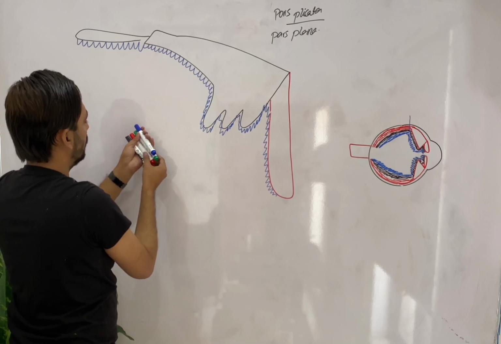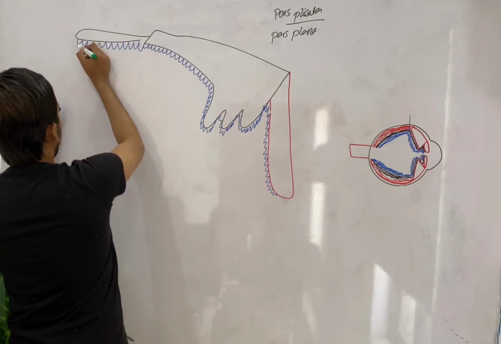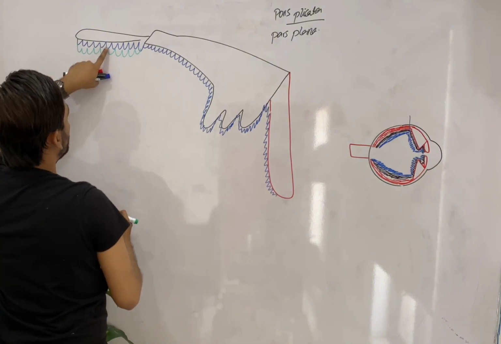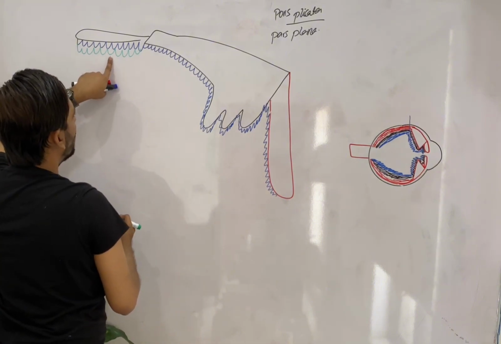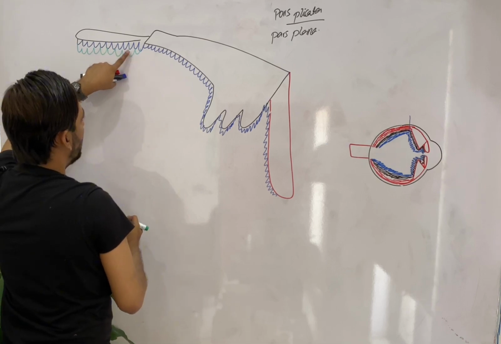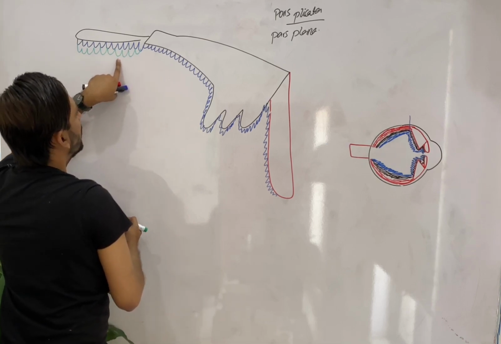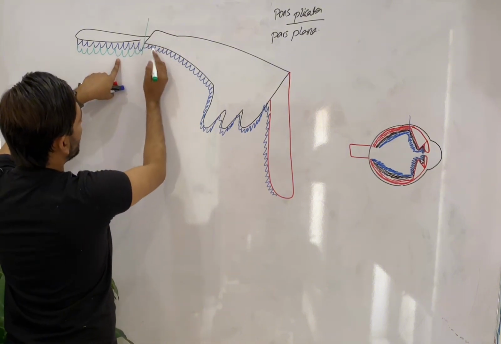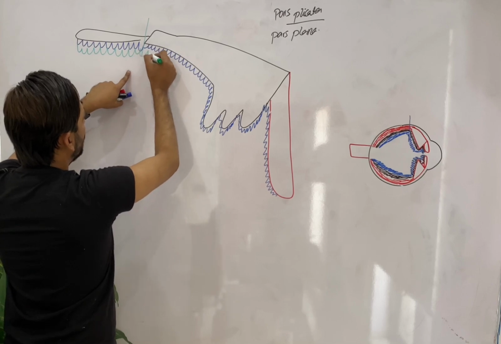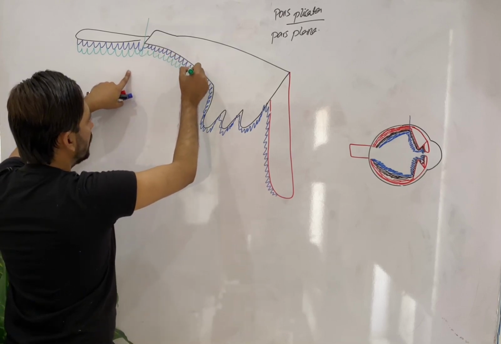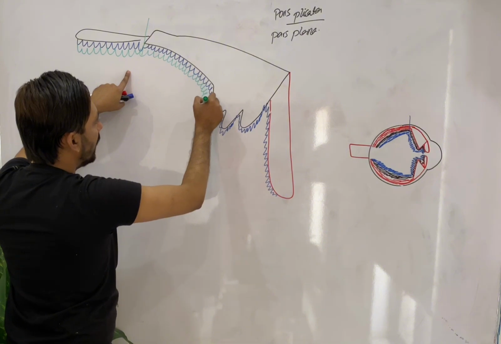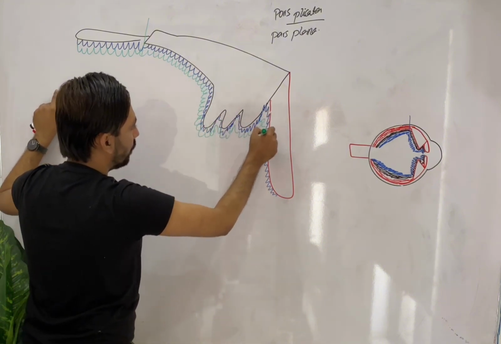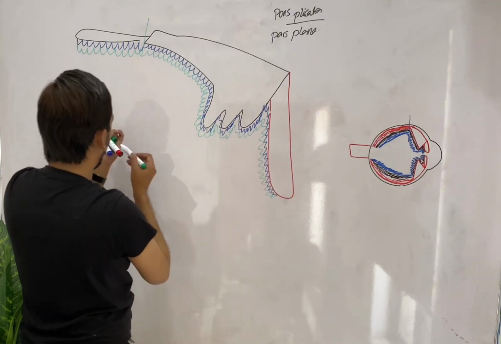I will make it in green. So these two layers: the blue marker is the retinal pigmented epithelium, and the green marker is the neuronal layer of the retina. But when it crosses the ora serrata, this neuronal layer will convert into a different layer which lacks photoreceptor cells. So that will be a different epithelium, the non-pigmented epithelium.